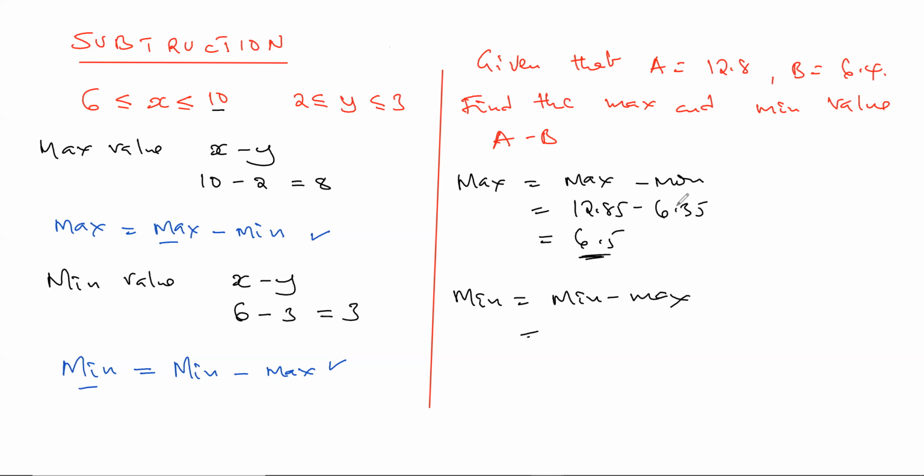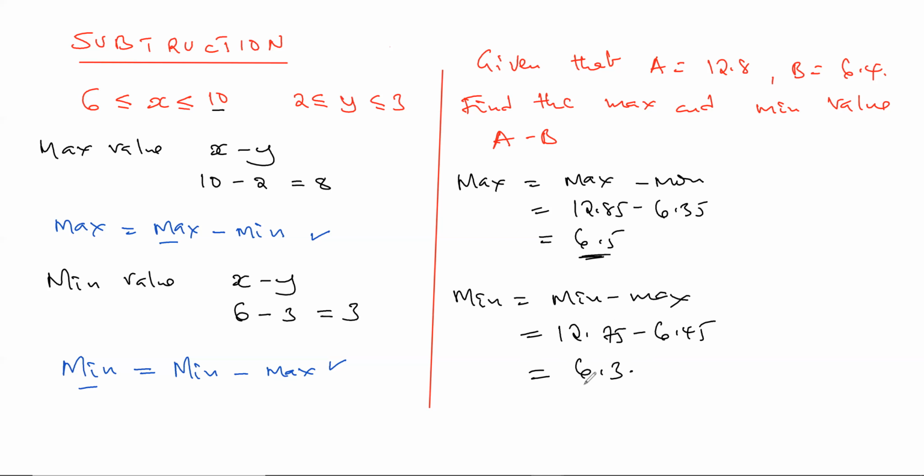So you go back to the question, 12.8. What is the minimum of 12.8? It's supposed to be 12.75. And therefore, minus maximum. What's the maximum of B, which is 6.4? It will be 6.45. And indeed, if you subtract these values, you'll get the answer 6.3. So that's my first example.